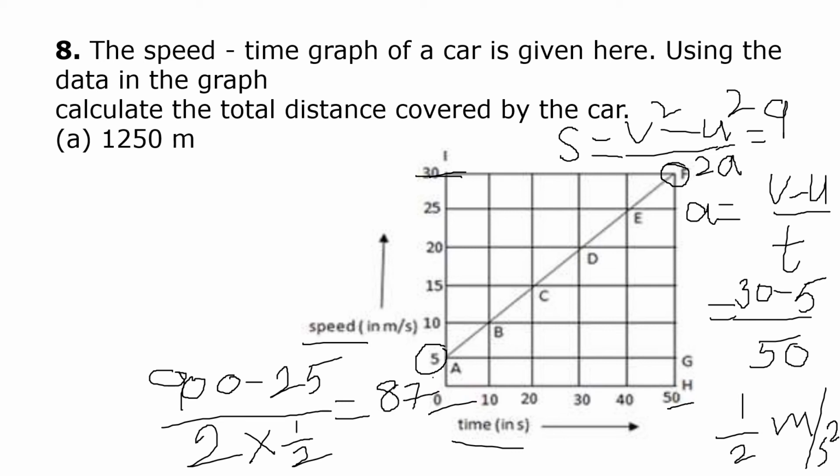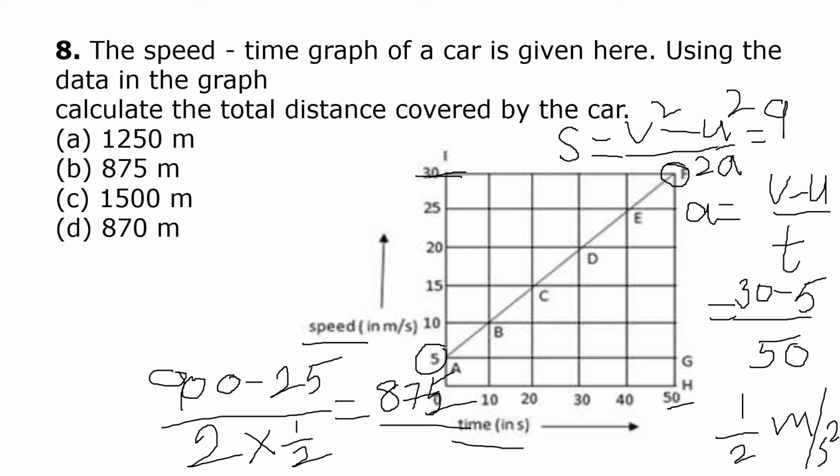Let us see whether this option is given. 875 meters. Option A is 1250 meters. Option B is 875. Option C is 1500 meters. Option D is 870 meters. So our answer here is 875. Instead of this, you can also find the area of this trapezium, and from that also you can find it. Whichever is easy, that particular method you can follow.